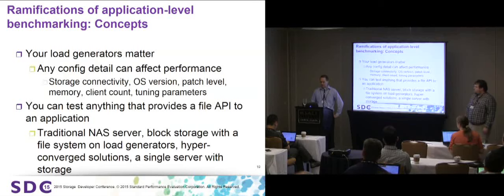The benefit, though, is that since it runs at the application level and all that's required is a file API, you can run on basically anything. So certainly the traditional NAS server. You can also run against a block storage device, just put a file system on top, and you're ready to go. Also hyperconverged, or even a wall of servers, each with their own storage, with no sharing whatsoever. You could do that if you wished.